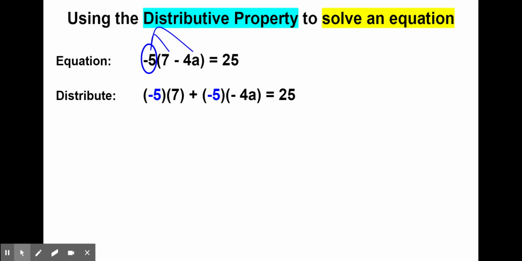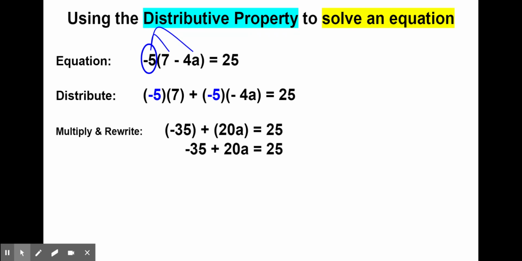So negative times a negative will give us a positive. We'll be left with 20a. So we rewrite our equation as -35 plus 20a equals 25, which can be rewritten as the same, -35 plus 20a equals 25. And now we have our two-step equation.